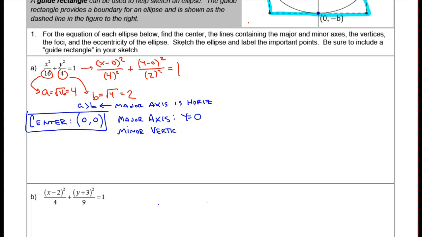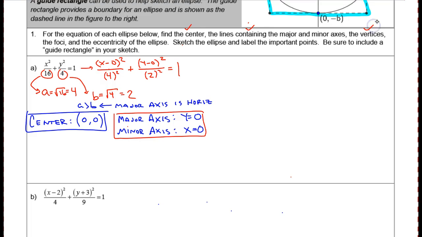The minor axis will be vertical. Whoa, not minor vertical, folks. The minor axis will be vertical, and we know that a vertical line has an equation of x equals a number. It'll go through the center, so it's x equals 0. So we got a couple more of these questions answered. We've found the center, and we found the lines containing the major and minor axes.